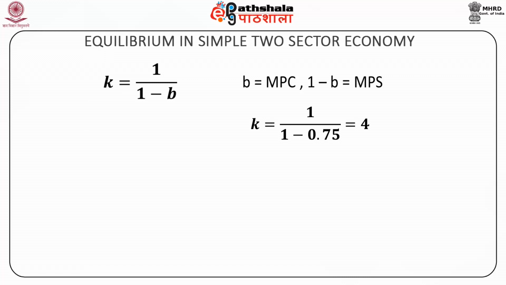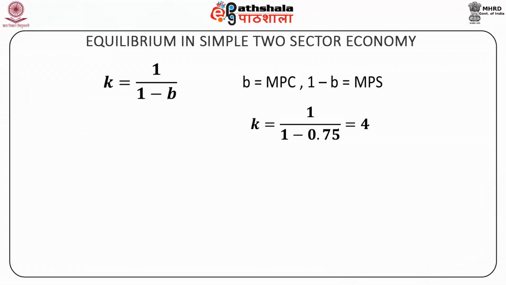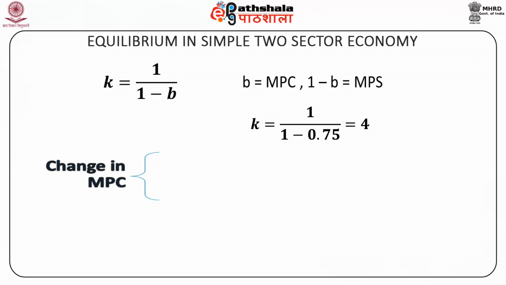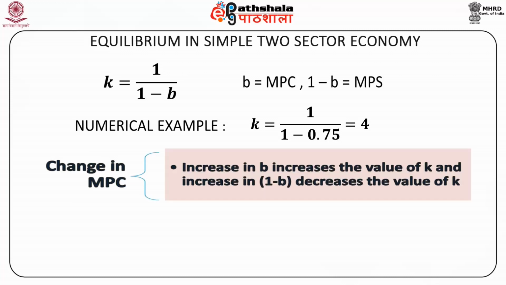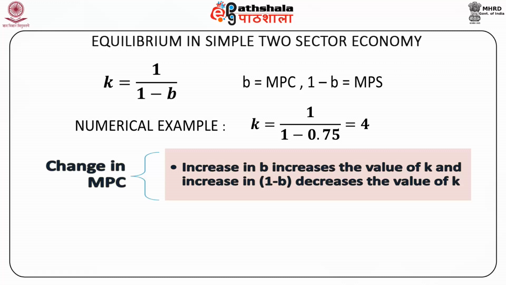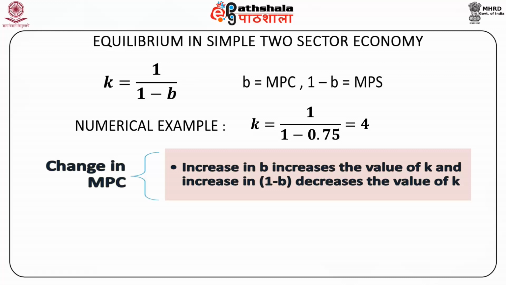There are 2 points to remember in case of a multiplier. First, an increase in b or MPC increases the value of the multiplier. This is so because a higher b implies a higher level of additional consumption in the economy from an increase in income. In contrast, a higher MPS, that is 1 - b, will lower the income generating power of an increase in autonomous investment or consumption.